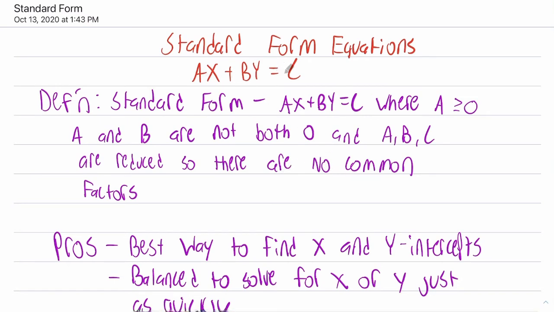Whenever you're writing this with numbers, you don't want to have like a 3, a 6, and a 9. You would want to reduce it so that it's 1, 2, and 3. If there's anything that's in common to all three of them, you need to reduce it by whatever the common factor is.